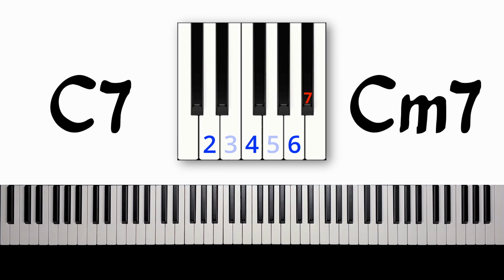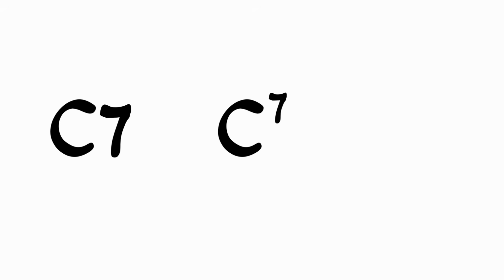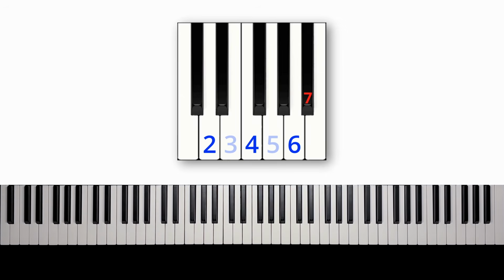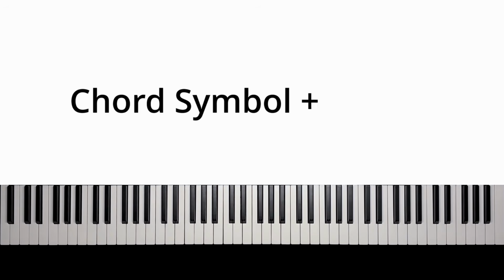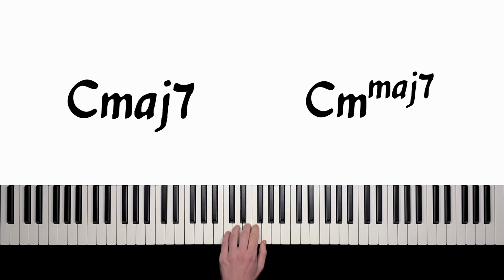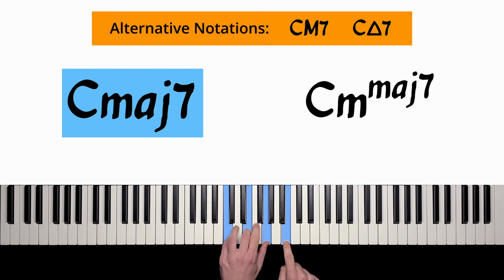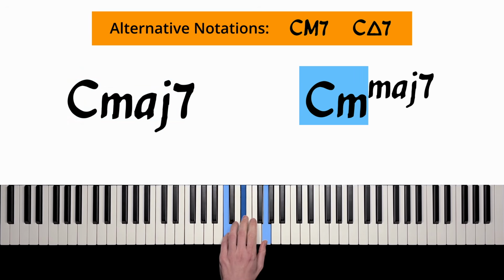Just as a side note, generally the size of the letters doesn't matter. It can be a regular number, superscript, or even subscript. The meaning stays the same. Now, if I want to add a major 7th to my chord, I have to make that clear in the chord symbol, which is usually done like this. So here we have a C major chord with a major 7th and a C minor chord with a major 7th.